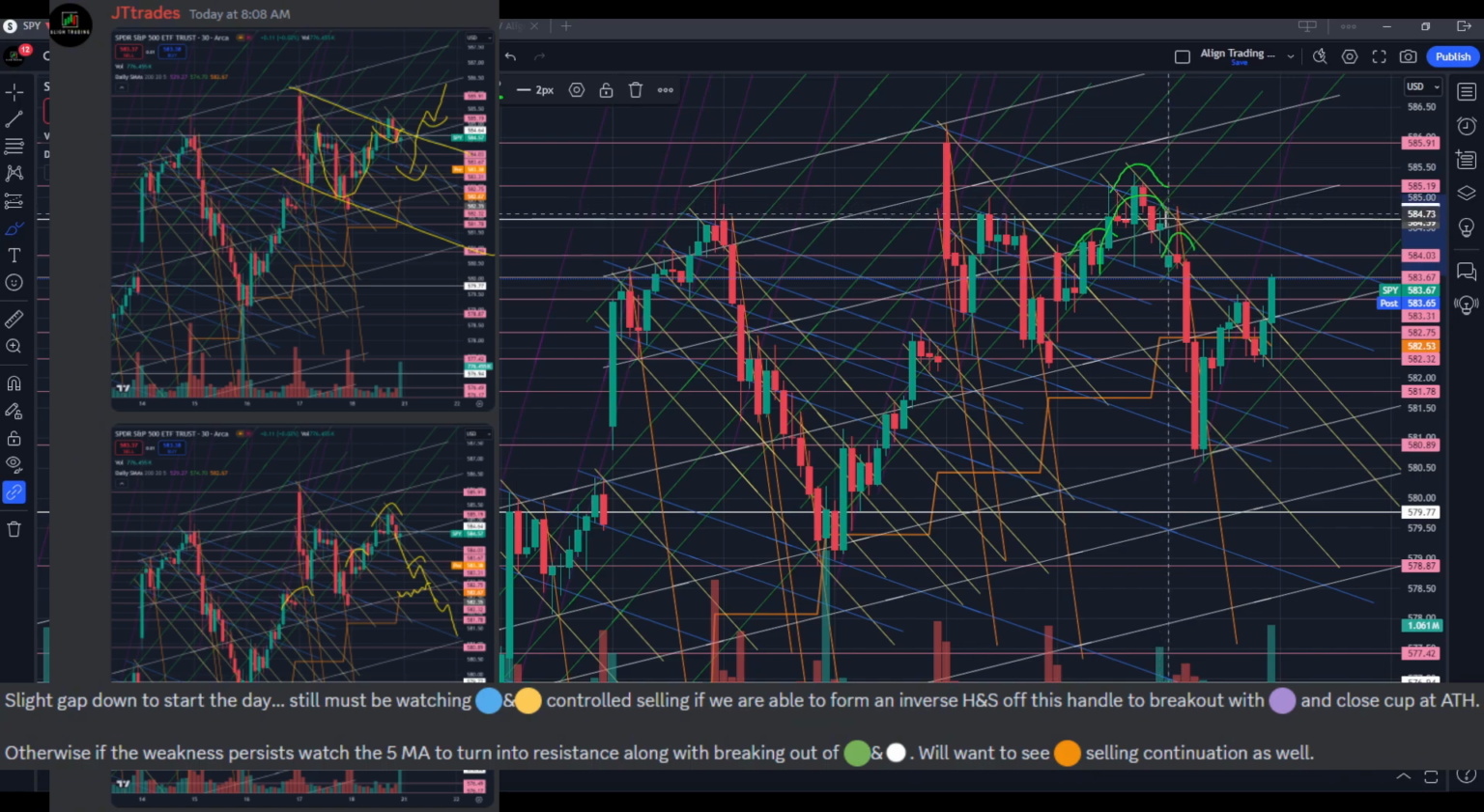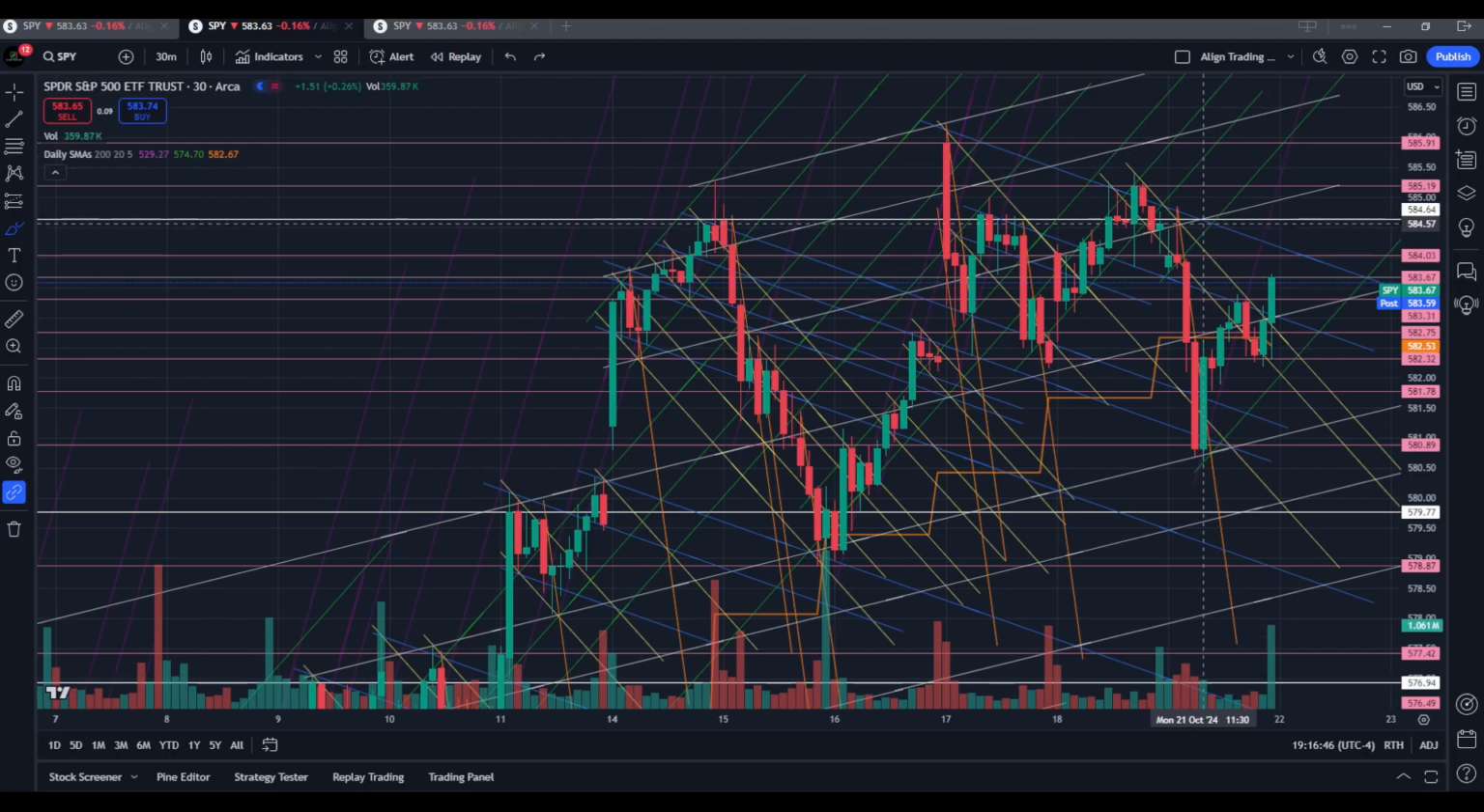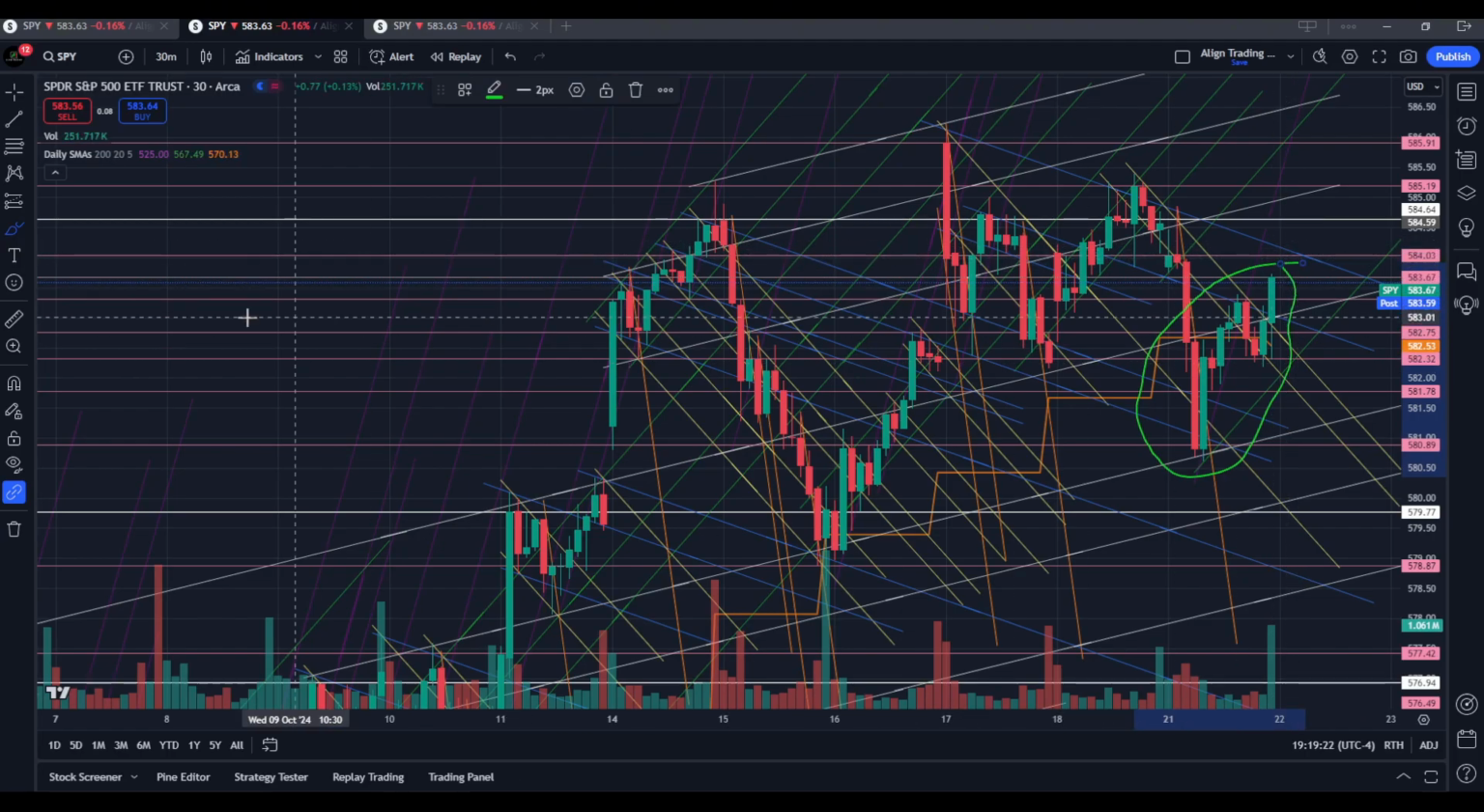And you can see how we form this inverse cup and handle off of that green algorithm. And we start closing that cup at the 5-day moving average. Now at the 5-day moving average, you can see we're in this orange selling continuation after breaking out of that head and shoulder right here. So now we will go to the 1-minute chart and look at the microstructure and intraday analysis of this move right here.